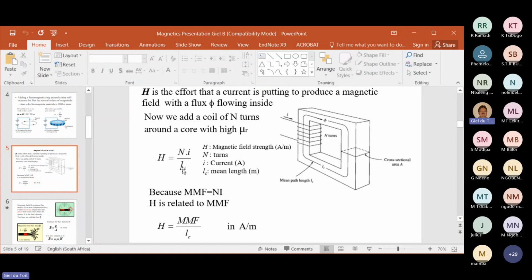So it's 7 times 1 is 7, divided by the length. So the mean length is also lC. We call it the circumference. LC, sorry, that's an L. So this length where the flux flows here, that average length is the length of the core. It's the circumference of the core. We don't take it on the outside like you've learned in school. We never do that. We take it right in the middle, the average circumference.